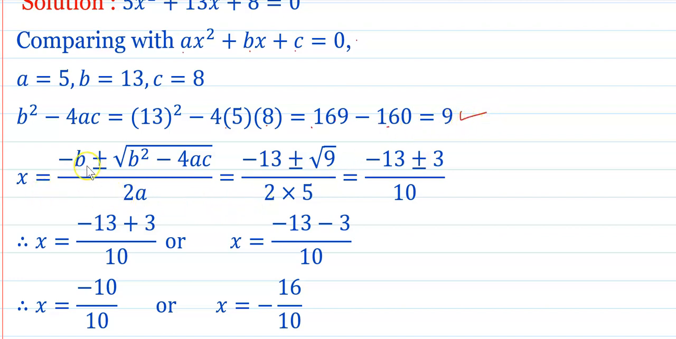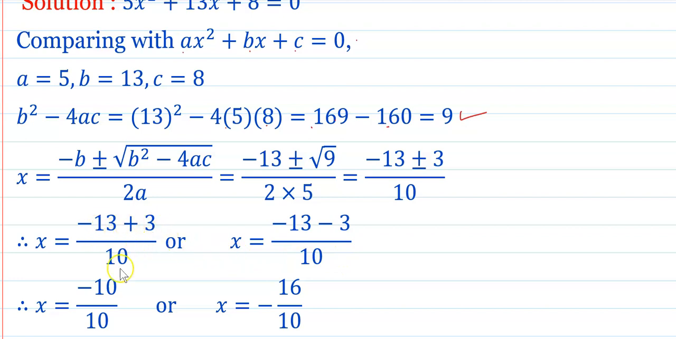Next, x is equals to minus b plus or minus root of b square minus 4ac upon 2a. The value of b is 13, plus or minus root of 9. Root of 9 is 3. Okay. Therefore, minus 13 plus or minus 3. Take the plus here. That is x is equals to minus 13 plus 3 upon 10, or x is equals to minus 13 minus 3 upon 10.